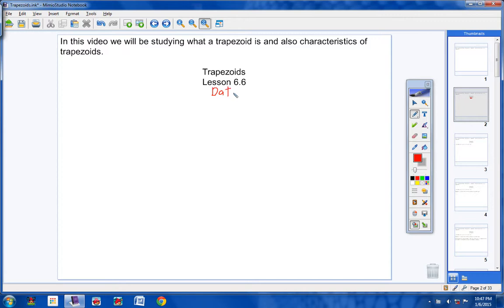I'll pause a second while you do that. Trapezoids, lesson 6.6, and be sure to include today's date.